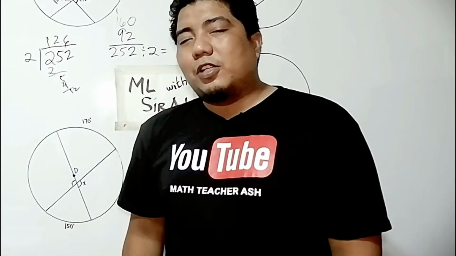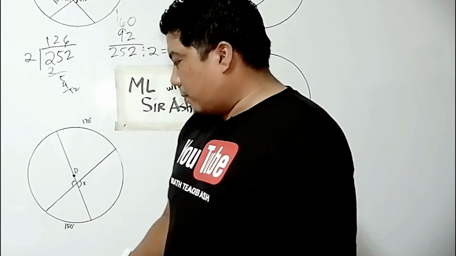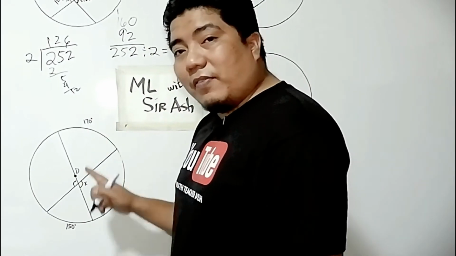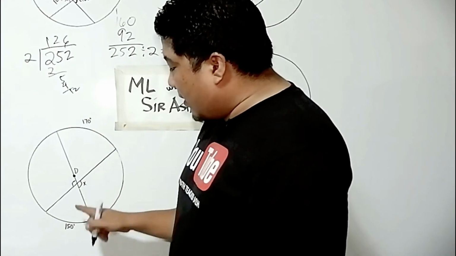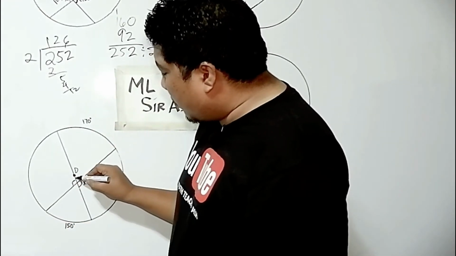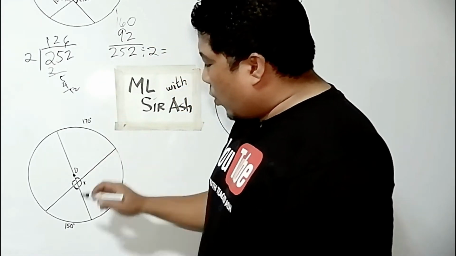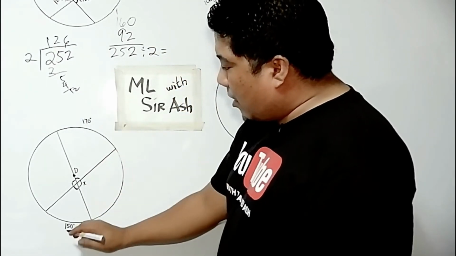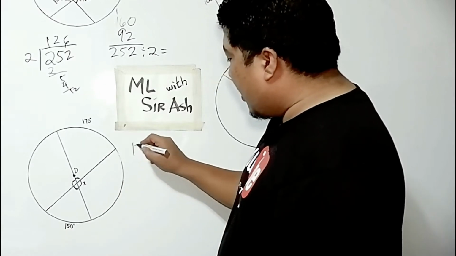Okay, my dear math learners, this is how you should do it. By having this as the given, what you will do is add this one, divide it by 2, and you will get this value, this angle. Okay? So, what we'll do is 170 plus 150.